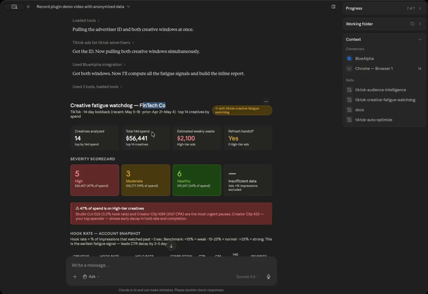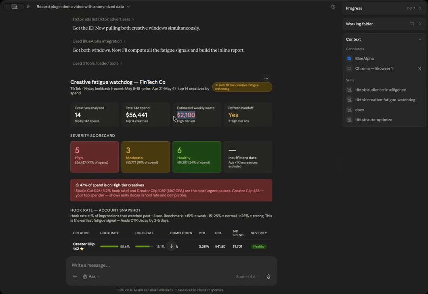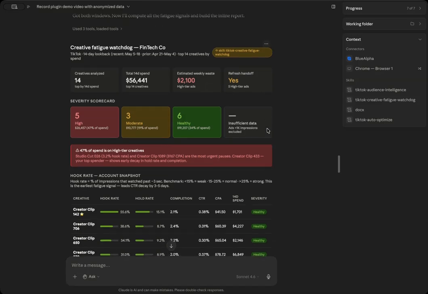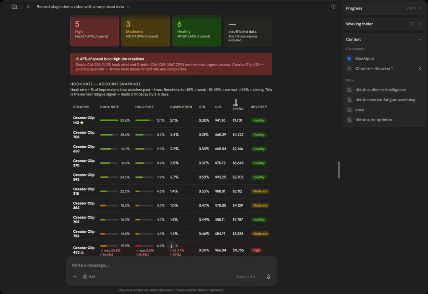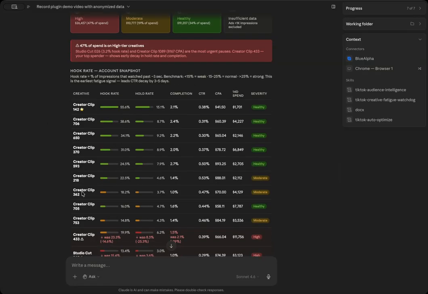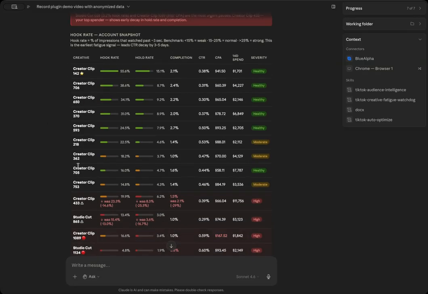It analyzed 14 creatives, total spend of about 56,000 over the last 14 days. It found around 2,100 in high-tier ads that are potentially wasted, and gives us this severity scorecard in terms of what is high, moderate, and healthy, and also whether we have insufficient spend. And what I found here is that across all of these different creatives, creative clip 142 performs incredibly well.